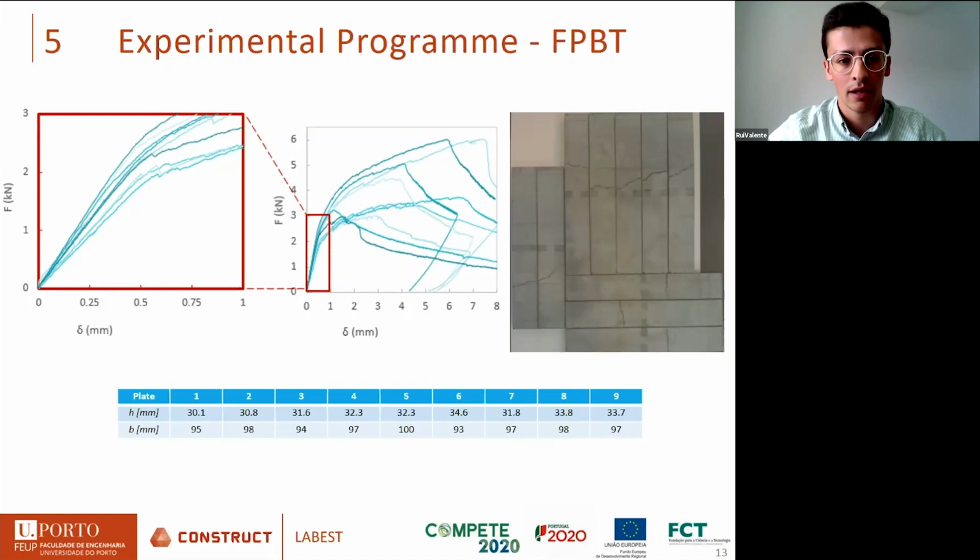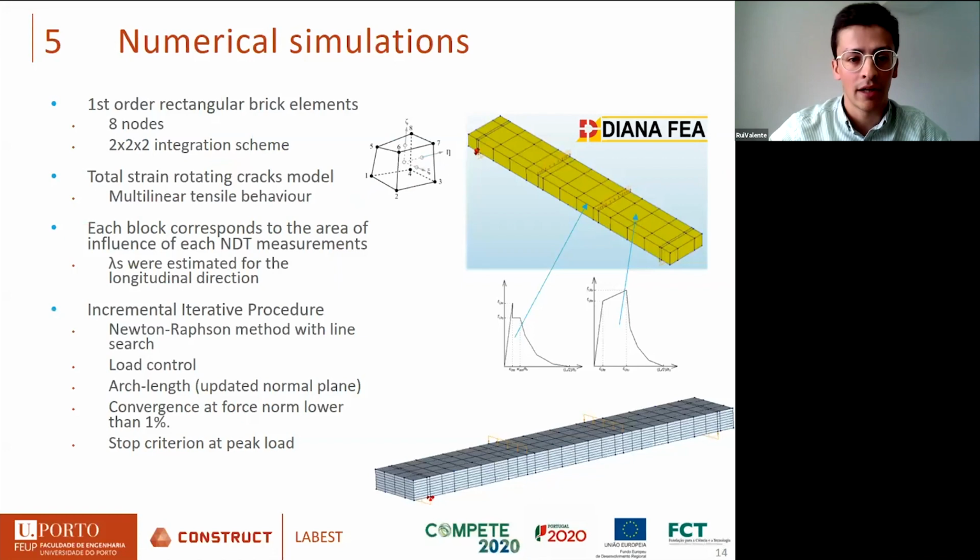The numerical simulations were carried out with rectangular brick elements, and a total strain rotating crack model was used with multilinear tensile behavior. Each block of each plate was modeled with different tensile laws according to the NDT measurements in each intersection of that 50 by 50 millimeter square grid. This way we could take into account the variability of fiber content throughout all the plates and also the fiber orientation. We assume constant tensile behavior within each of these blocks.